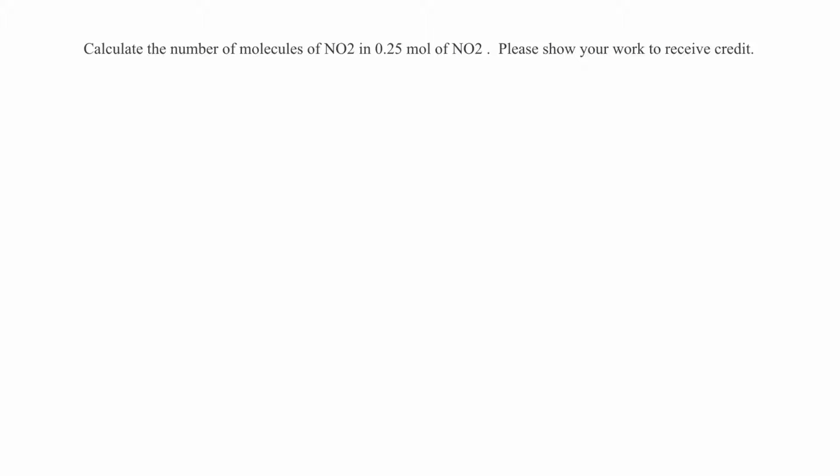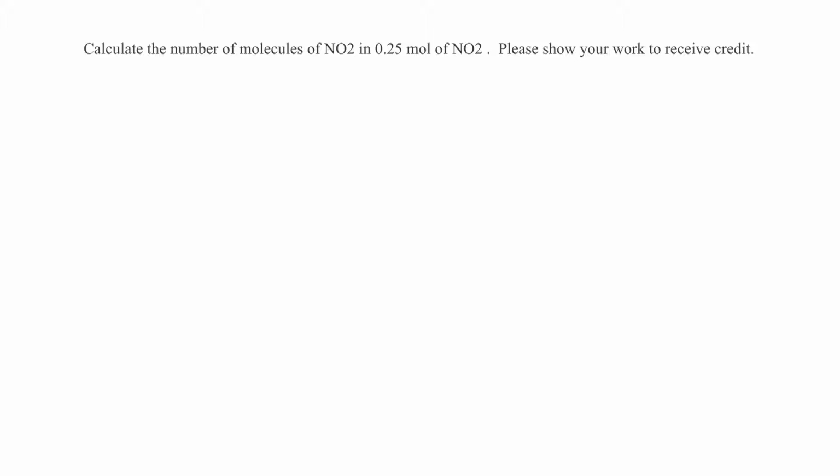Okay, so this is number 14 on quiz number 7, checkpoint quiz 7. And so I've written number 14 up here, and I just want to show you how to set it up and how we use the factor label method to do this. And so the first thing we're going to do is read and figure out what they're asking us to find and what they're giving us.